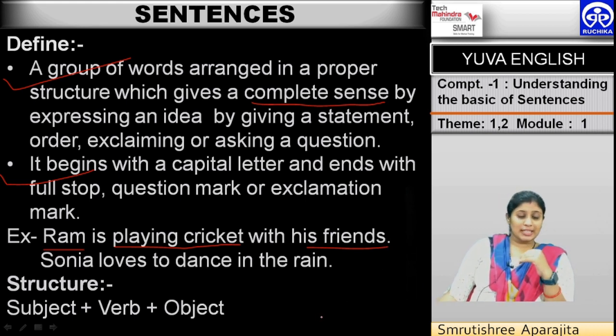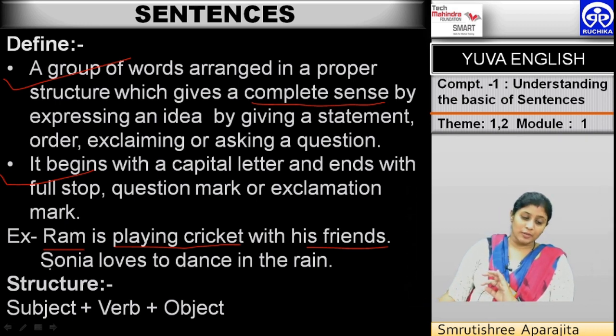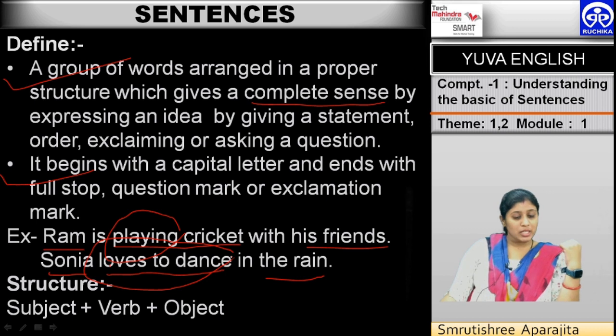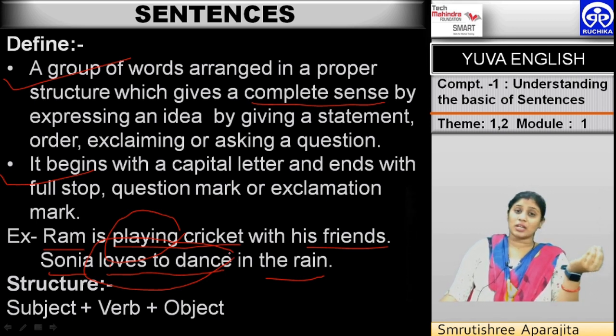Next, let's go to the second example. Sonia loves to dance in the rain. Now it is raining outside. A girl named Sonia, she loves to dance in the rain. So an activity is going on in the sentence. We can see some kind of action in both these sentences. If you can see, playing is an action over here, whereas dance is an action, as well as love is also an action over here. Alright. So Sonia loves to dance in the rain. Sonia likes to dance in the rain.